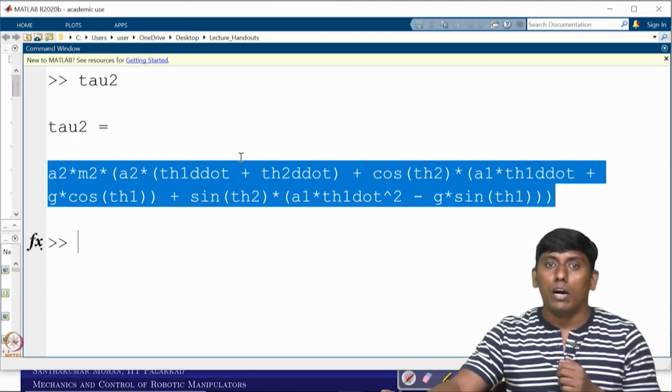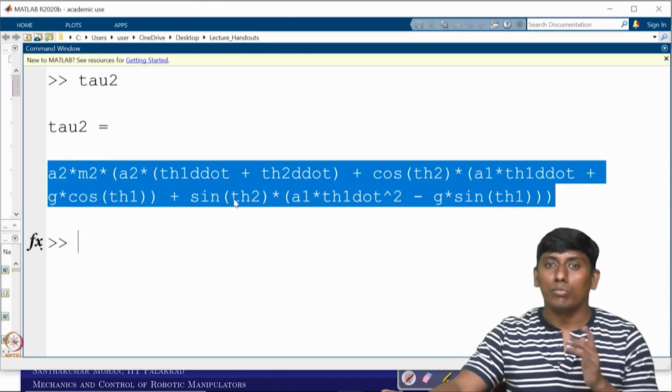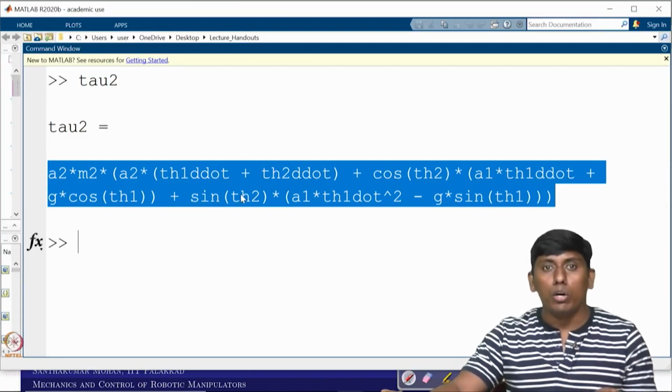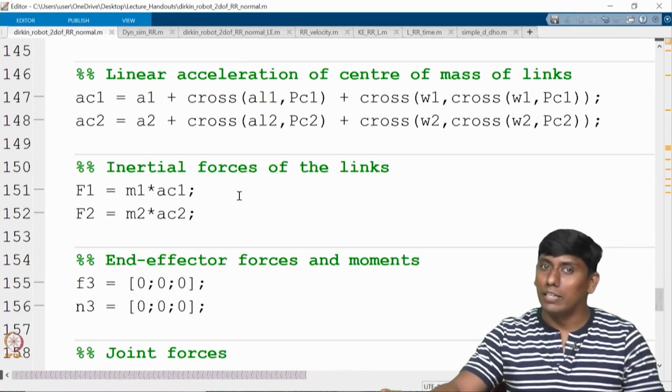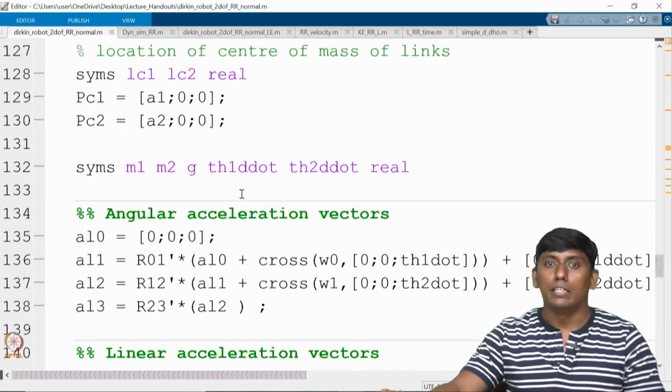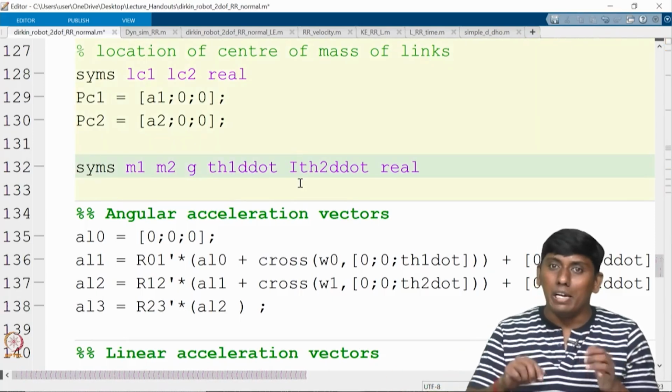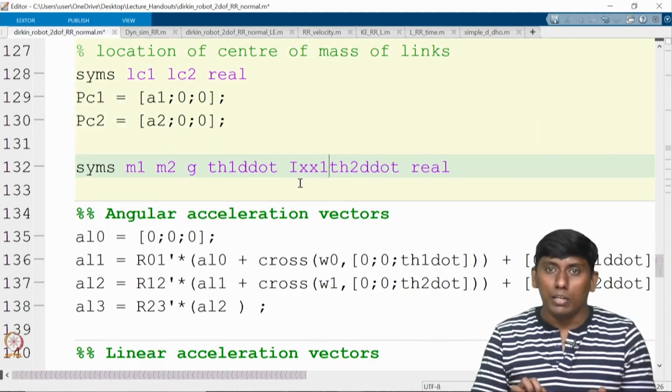Now we have derived this for a very simple model. If you want to do the same thing for something more complicated, for example where there is an inertia, say the first link is having inertia, meaning that there is only the second moment present.